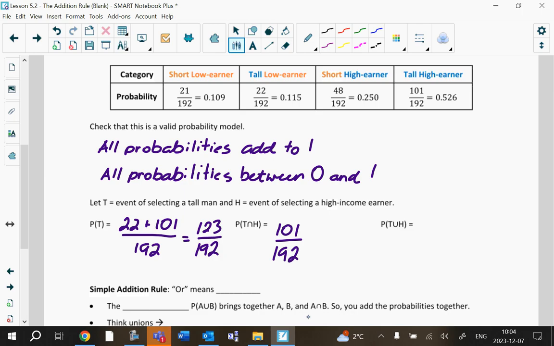So it would be these guys, because they're tall. These guys, because they're high earners. And these guys, you're right. So what does that work out to? 171 over 192. Good.